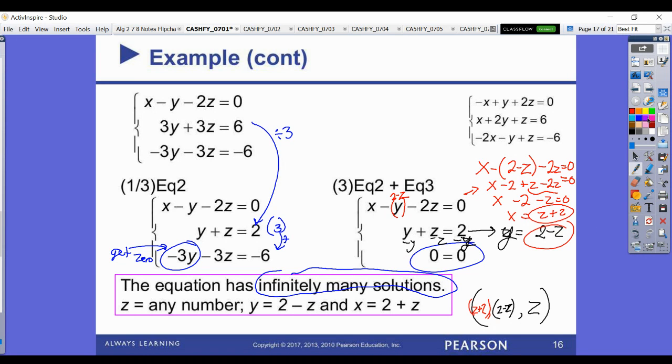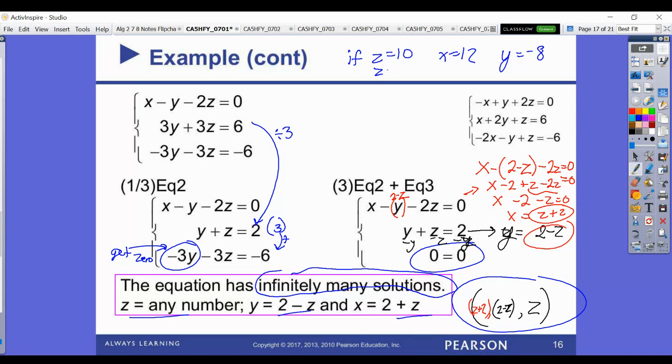So what this means is if I said z is any number, let's just say z is 10. If z is 10. Oh, that's the final answer, I should say, right there, or what they have written over here. But I'm just going to give you some examples. If z was 10, then x would be 12, right? So I could just add 2, and I could do 2 minus 10, and y would be negative 8. And this would be one solution.